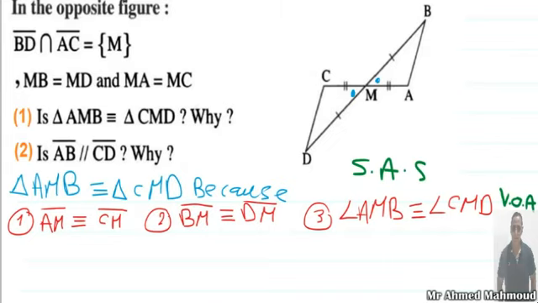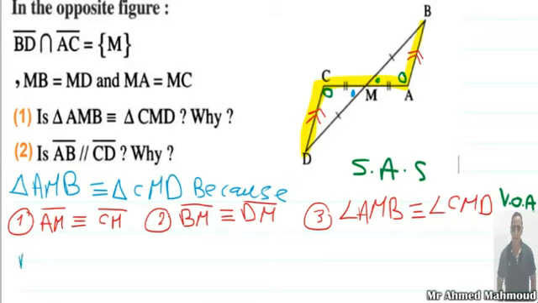Okay, now we need to prove why AB is parallel to CD. In that case, since the two triangles are congruent, then measure of angle A equals measure of angle C. And here angle A and C form alternate angles like this. Alternate angles, which makes the line AB parallel to the line CD. Now I'm going to write the reason.